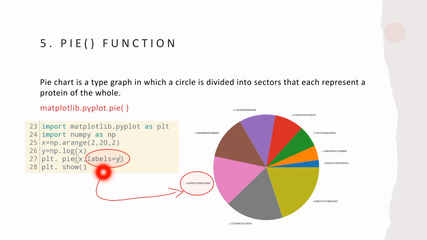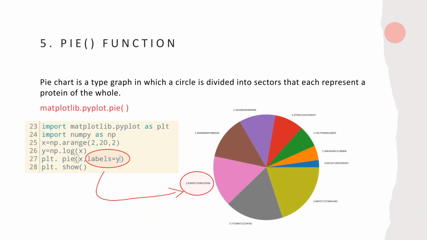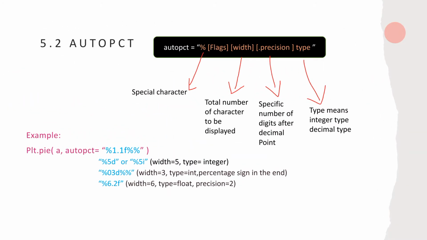Now labels, I'm using labels for these values representing how much data is present, otherwise it will not label that. Now the axis function, I have not made any graph here. Axis equals equal makes that circular graph. And then this is an important thing, autopct. Autopct means auto percentage. The autopct consists of these terms, and every term has a special meaning. This percentage sign is a special character. It will start and end with percentage.